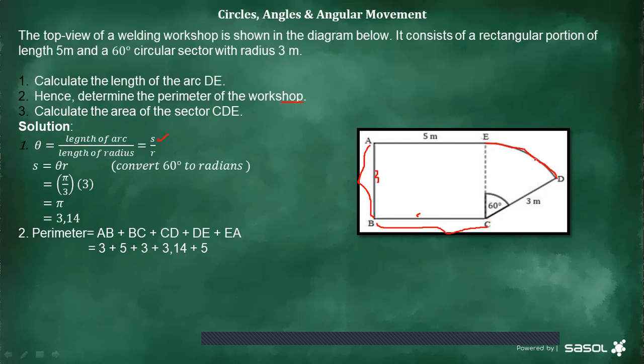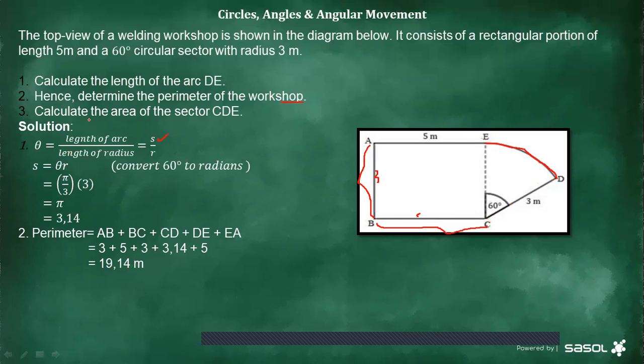and then we have just calculated the arc length, which is DE. It was 3,14 plus 5. Then now the total perimeter is 19,14 meters. So that is the total perimeter.